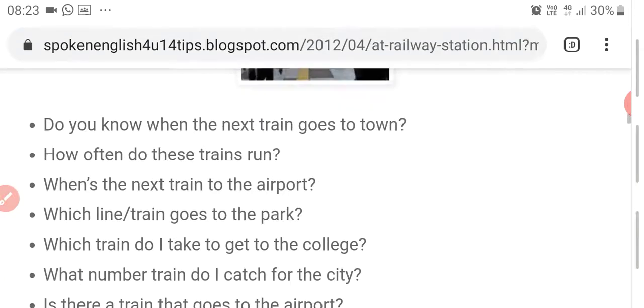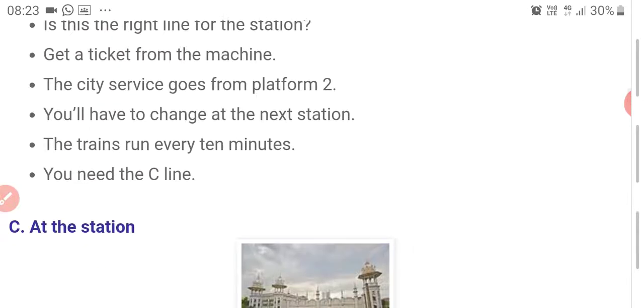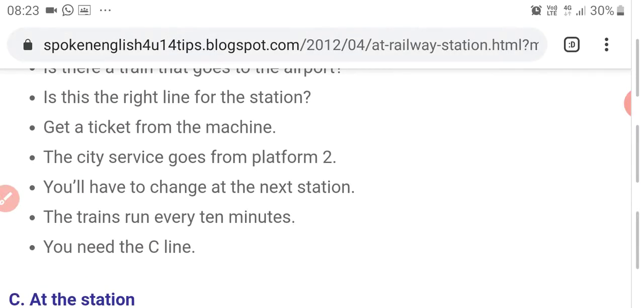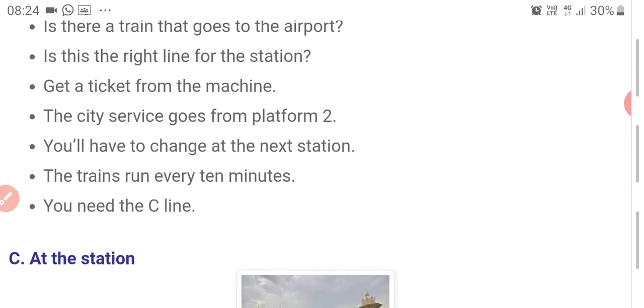See, these are basically questions, or you could be the one answering the questions from a co-passenger. Like when someone is floundering, where do I get a ticket? I mean, of course, if we are not familiar with the scenario, we may go around asking questions, where do I get the ticket? So you could be the one answering as a co-passenger. You could say, get a ticket from the machine.